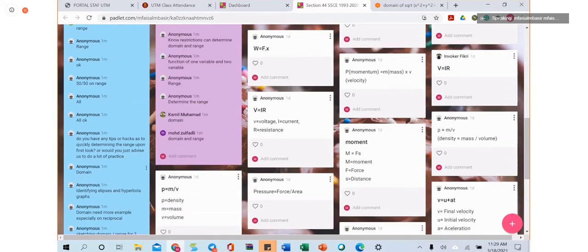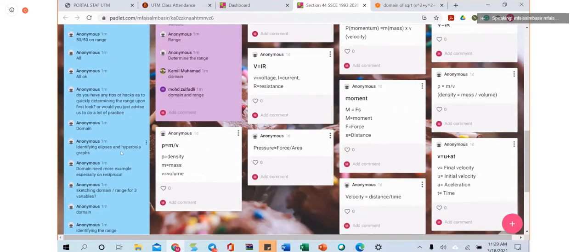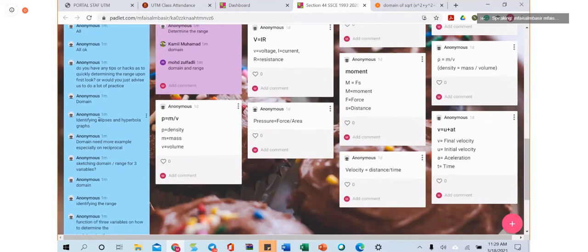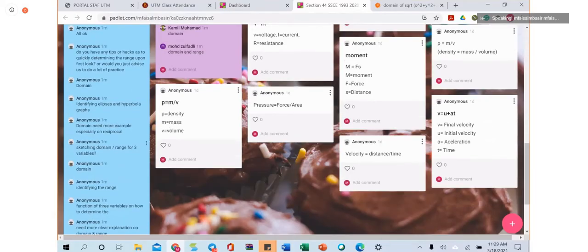Okay, would you advise doing a lot of practice? Yes. Domain, identify ellipses and parabola. Yes, you have to study this. Please study the ellipse and parabola, because maybe in the next two weeks or next week we will move to chapter 1 part 2, which is sketching in 3D. The domain needs more examples.